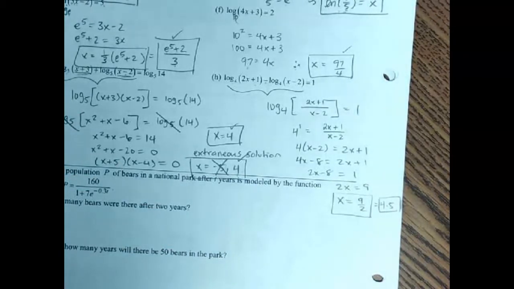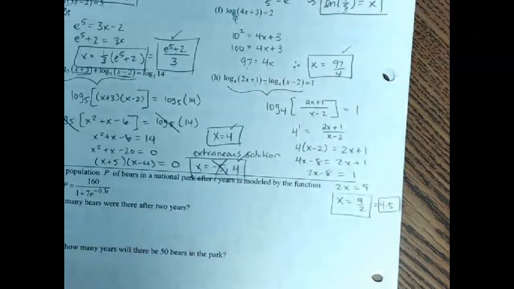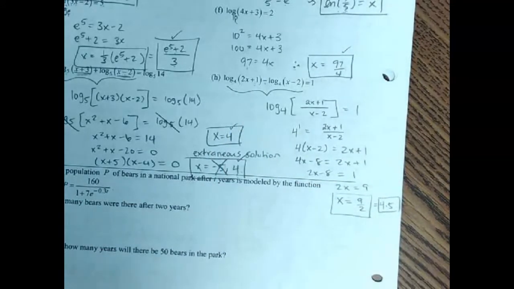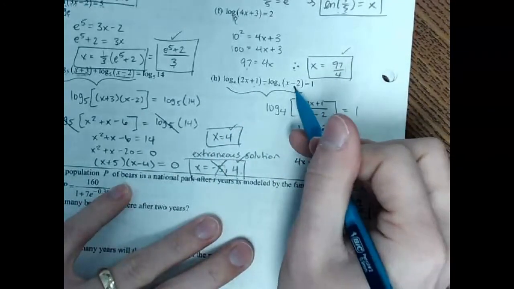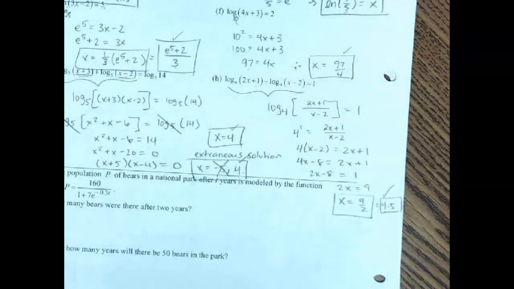All right, let's check it. If I plug in 4.5, 2 times 4.5 plus 1, let's see. 2 times 4.5 would be 9, 9 plus 1 would be 10, okay, so that's fine. And then if I took 4.5 minus 2, that would also be fine, right? That value for x would not give you an issue when you go through to plug it in.